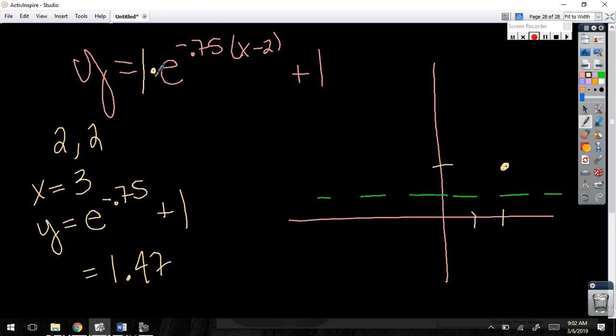Because remember, decay can go above or below. And growth can go above or below. So I've got 4 possibilities. I've got growth or decay, and then each one of those can go above or below. So the exponent is determining growth or decay. This is determining above or below the asymptote. When we plugged in for this point, that's the only time we really dealt with it.